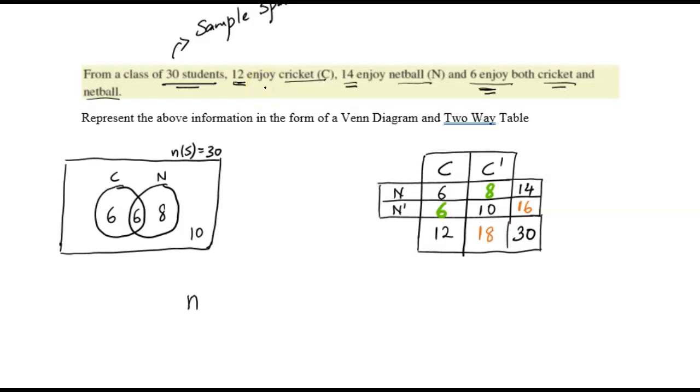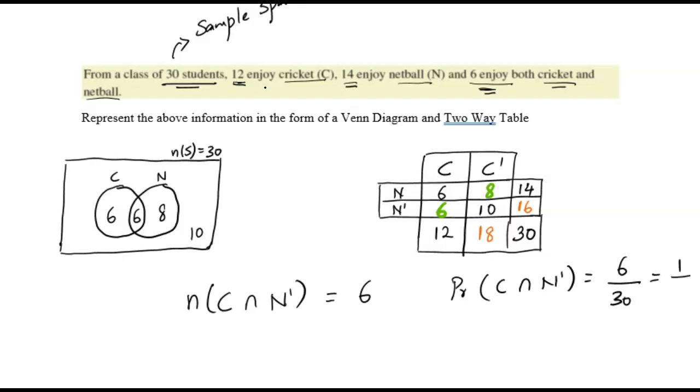They might just ask for the number of students who, let's use a different alphabet, who like cricket and not netball. We can look at both the diagrams and see there are 6 students who like cricket and not netball, so that could be just 6. If the same question is written as what is the probability of cricket and not netball, that's basically going to be 6 out of 30 students, which simplifies as 1/5.